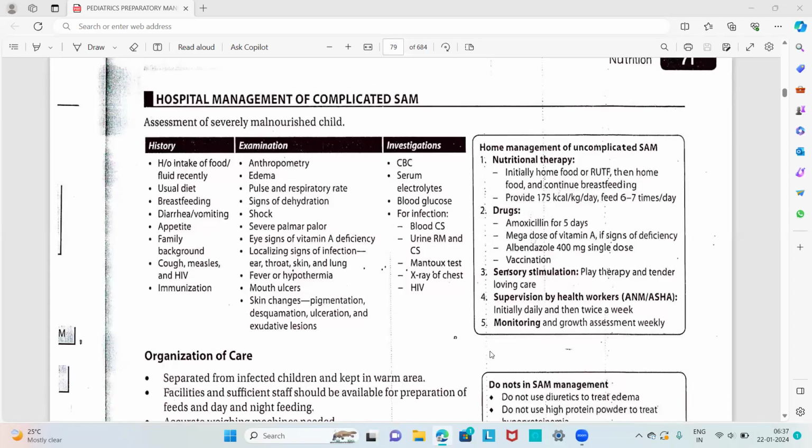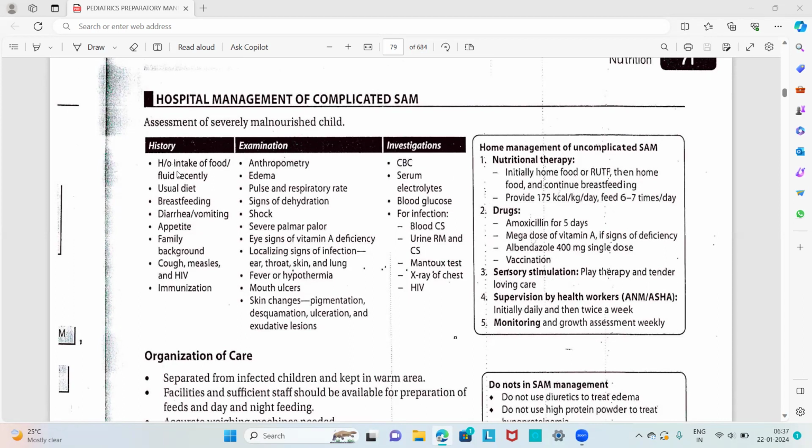Then that is the complicated SAM, in which we have to hospitalize the patient. So this is the hospital management of the complicated SAM, that is, assessment of the severely malnourished children. First of all, we have to assess the severe acute malnourished child thoroughly, starting with history taking.